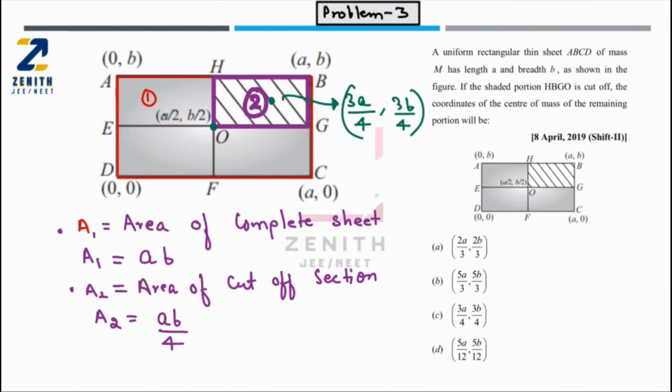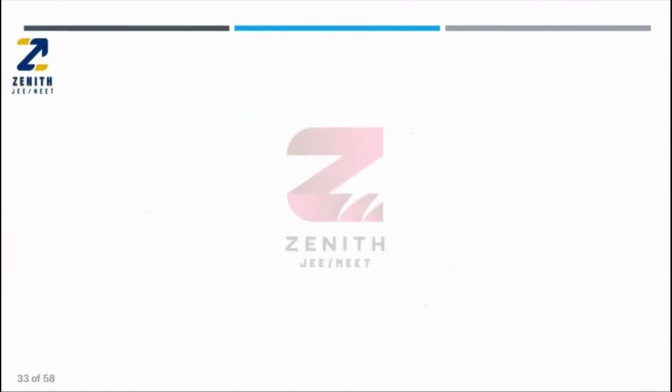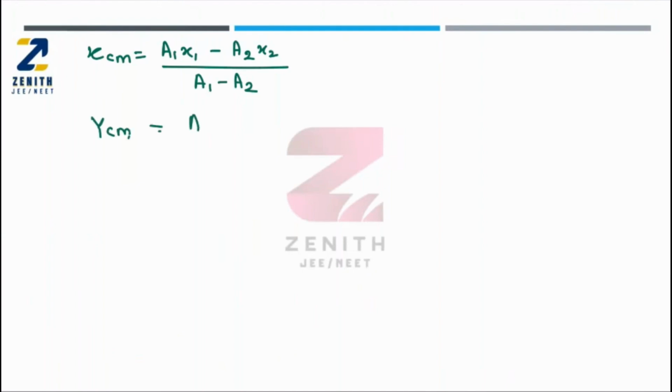So now you have calculated the centroid of the first and second body. So now you can use the center of mass for a composite system. Okay. Now if I want to calculate the x center of mass, can I write A1 X1 minus A2 X2 divided by A1 minus A2. Why we are using minus sign? Because we are subtracting some of the portion. If we will add, then we have to use the plus sign. Similarly, YCM is nothing but A1 Y1 minus A2 Y2 divided by A1 minus A2.